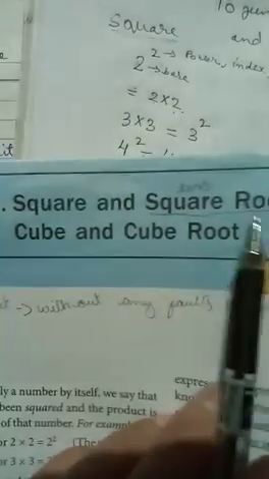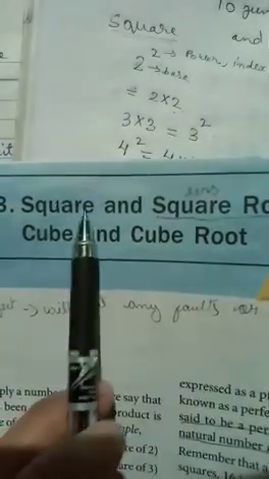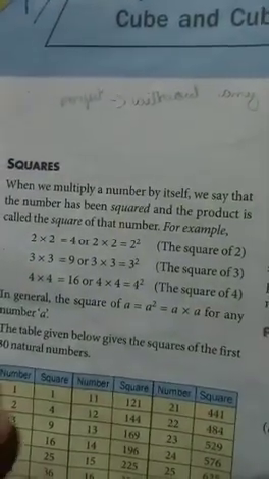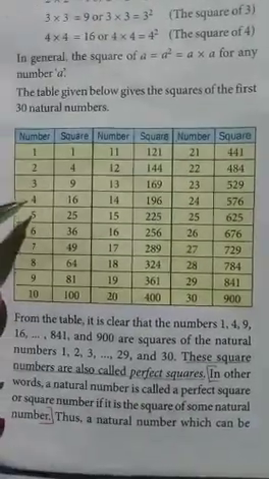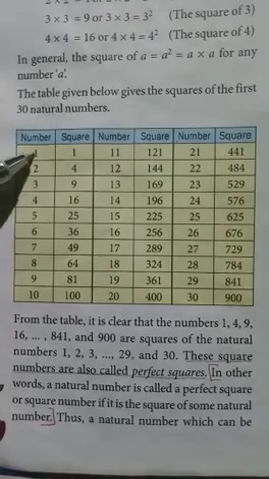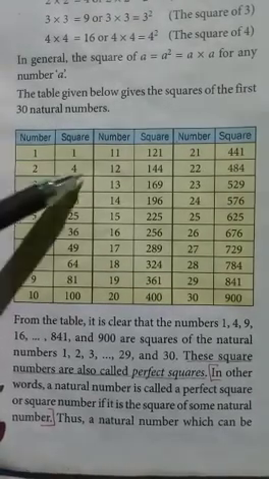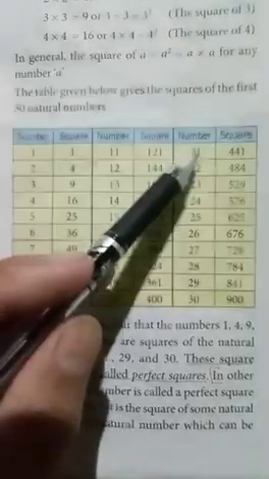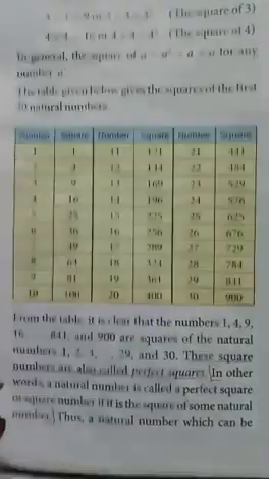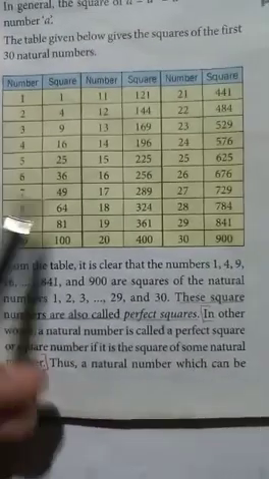So now you turn to your chapter 3. We have square and square root, cube and cube root. First we'll concentrate on square. See in your book, you have the numbers here, and you can multiply them. Like what I did just now: 1 into 1 you get 1, 2 into 2 is 4, 3 into 3, then continue, 11 into 11, 21 into 21, you will see. Clear?